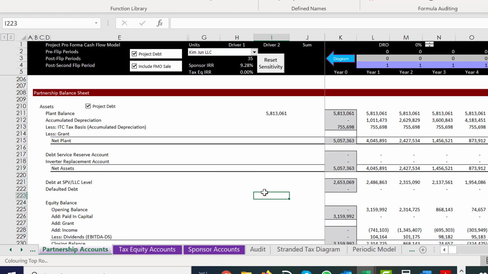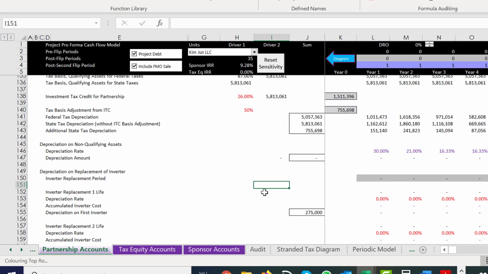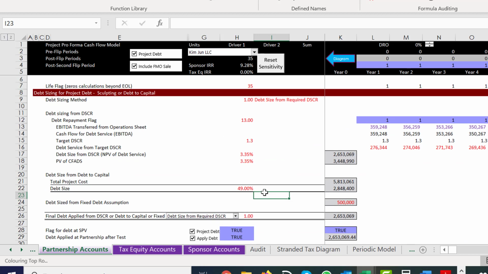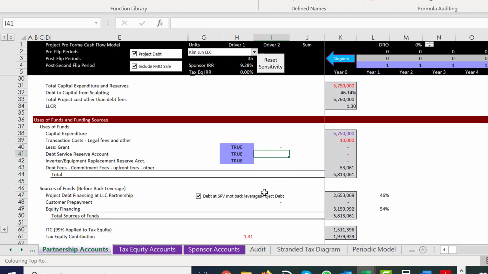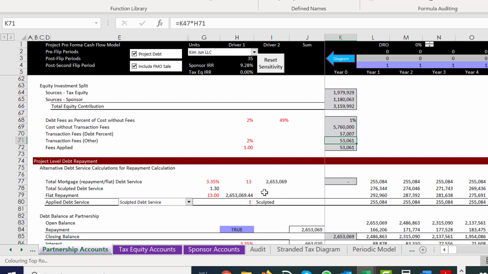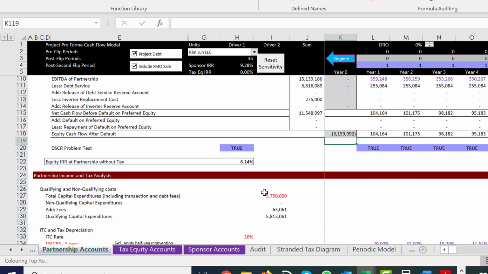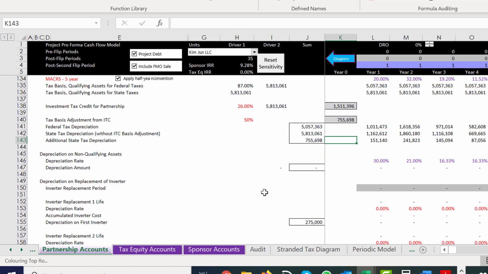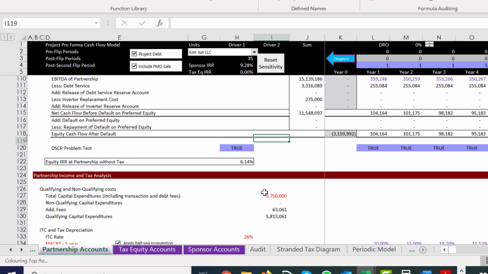Okay, now, I had some transaction fees, and it was easy to find the 10,000. And those transaction fees were not included in the basis for the depreciation and the fees right here. So I had to add them. Okay.